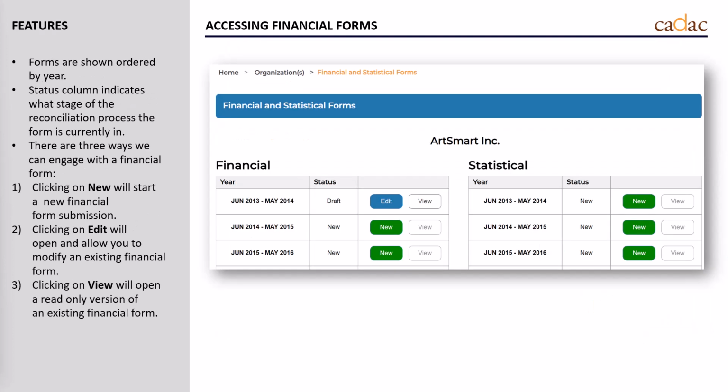Once you click on the financial and statistical forms, the forms are going to be shown ordered by year. The status column will indicate what stage of the reconciliation process the form is currently in. There are three ways we can engage with the financial form. You can click on new, which will start a new financial form submission. You can edit a financial form, which will open it, and then you can modify and enter the data that you want into the form. And you can also click on view, which will open a read-only version of an existing financial form.